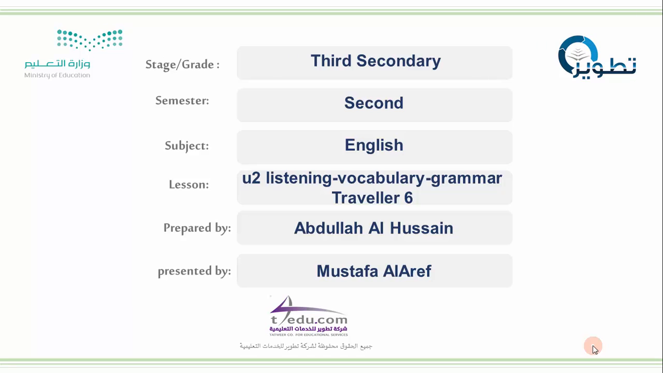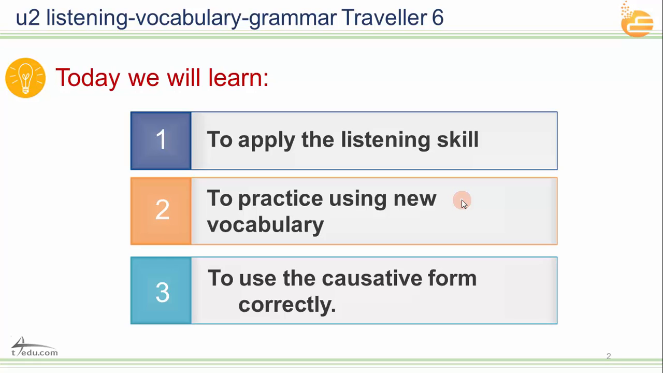Today, as you can see, at the end of Unit 2, we're going to have listening, vocabulary, and grammar, of course, from your English book, Traveler 6. So let's get started. Today, we will learn three things. We have three objectives. One, to apply the listening skill. Two, to practice using new vocabulary. And number three, to use the causative form correctly.